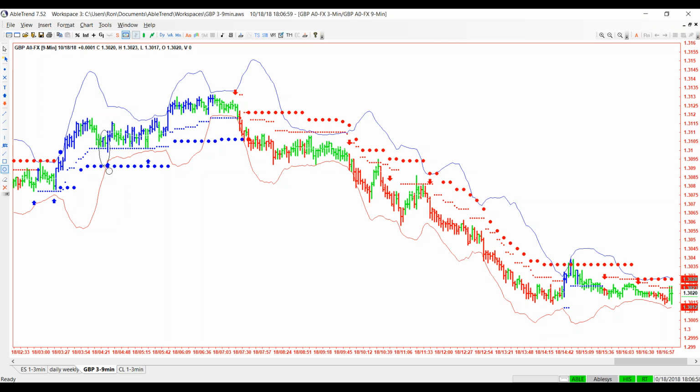Absolutely textbook sweet spot. The price pulls back down. Notice how it stopped right at the blue dots. It's like, wow, how did AbleTrend know that? We put those blue dots in there way before that even happened. Well, that's the beauty of the indicator, and what gives us such a big help. But any one of these blue bars here is a sweet spot.